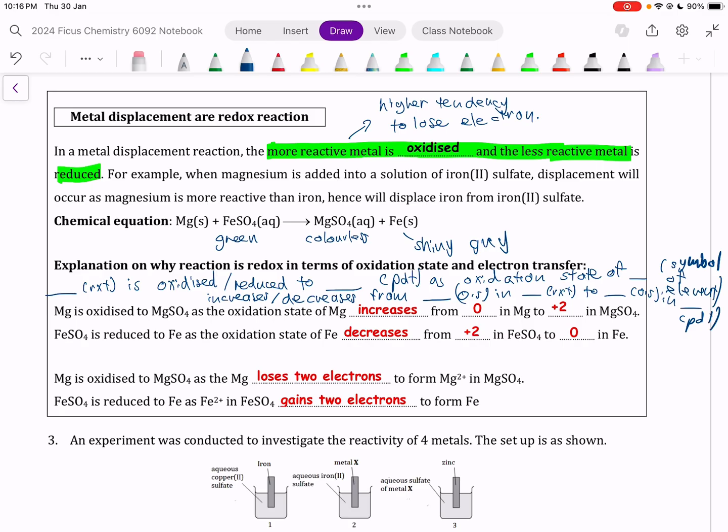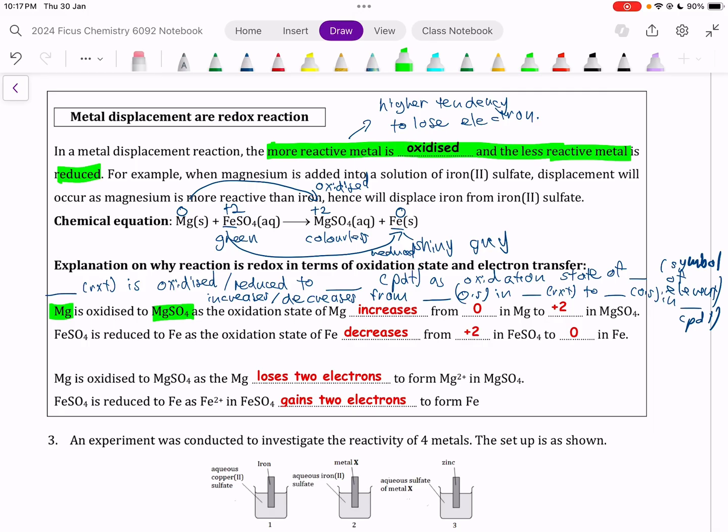Okay, so the key things are here. Reactant oxidized to which product? If you look at the oxidation state, this is 0, this is +2. So here Mg is oxidized. The one displacing always gets oxidized. The one being displaced is always reduced, from +2 to 0, if you realize.